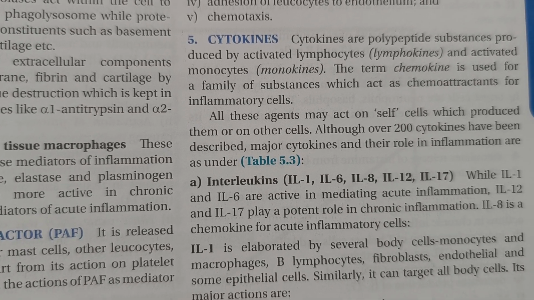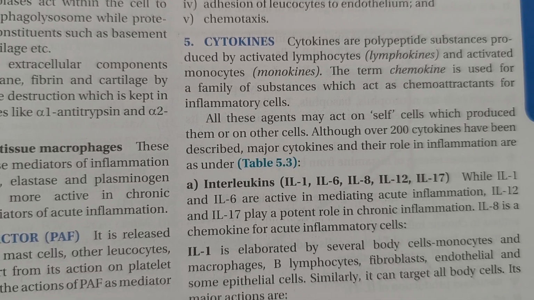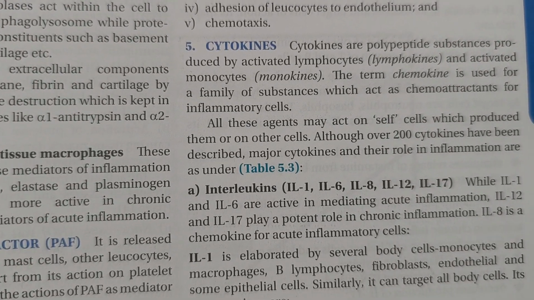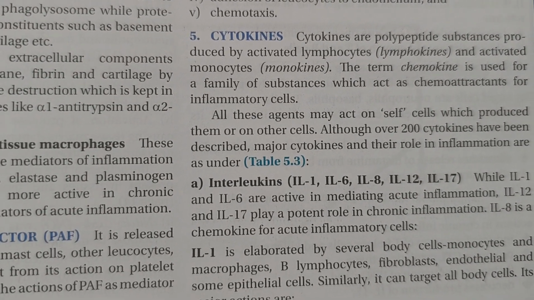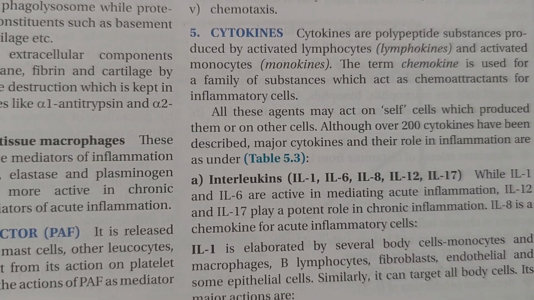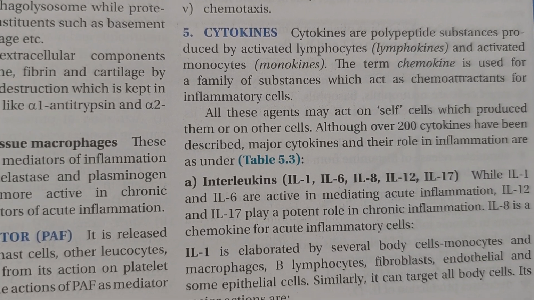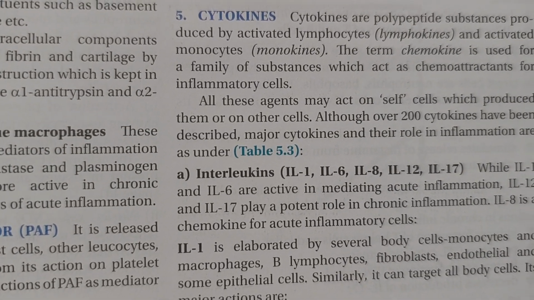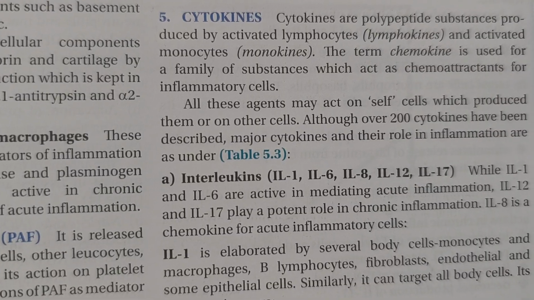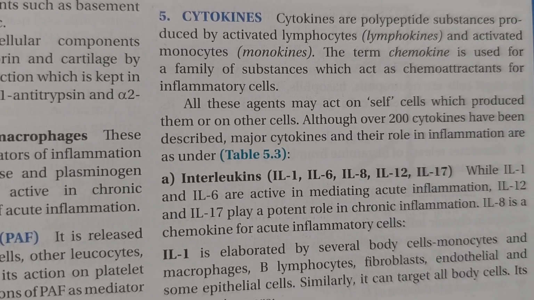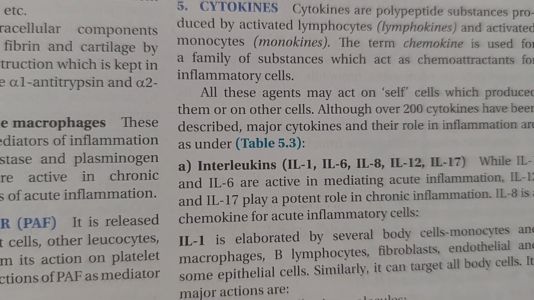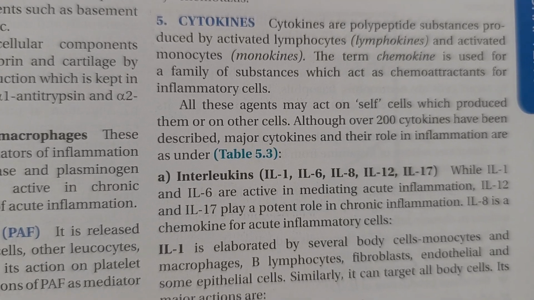They are produced by lymphocytes. Remember this, who produces them. Then they would be known as lymphokines, and if they are produced by monocytes, then they would be known as monokines. The term chemokine is used for a family of substances which act as chemoattractants for inflammatory cells.